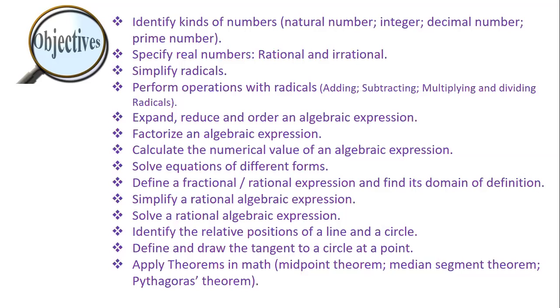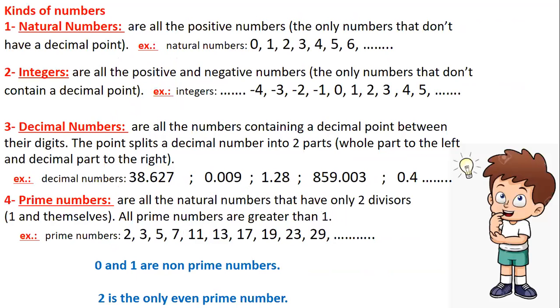forms, then define a fractional or rational expression and find its domain of definition. After that, we will simplify a rational algebraic expression. Then we're solving a rational algebraic expression. And then we will identify the relative positions of a line and a circle. Then we will define and draw the tangent to a circle at a given point. Finally, we will apply theorems in math like the midpoint theorem, the median segment theorem, and the Pythagoras theorem.